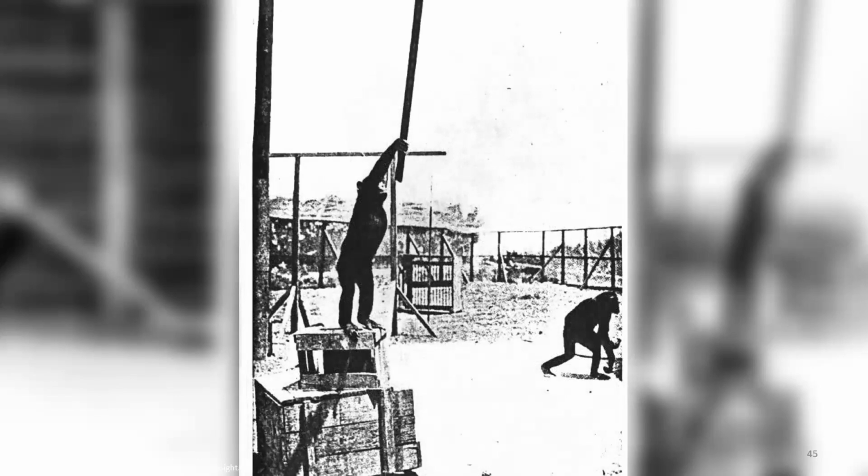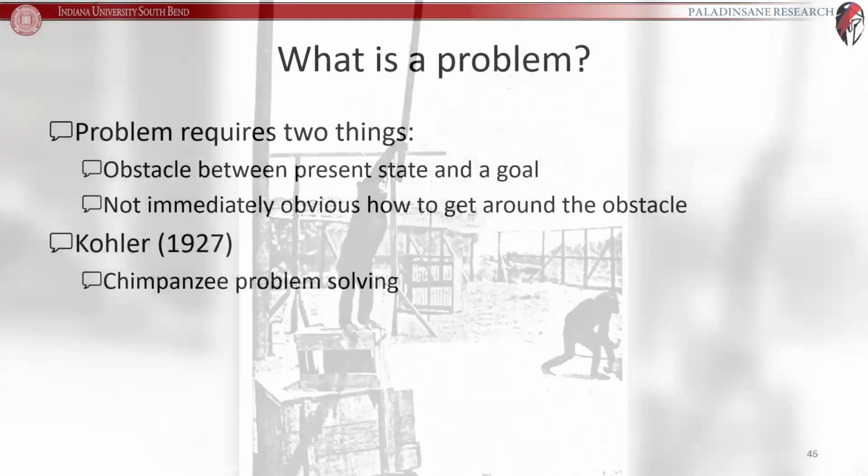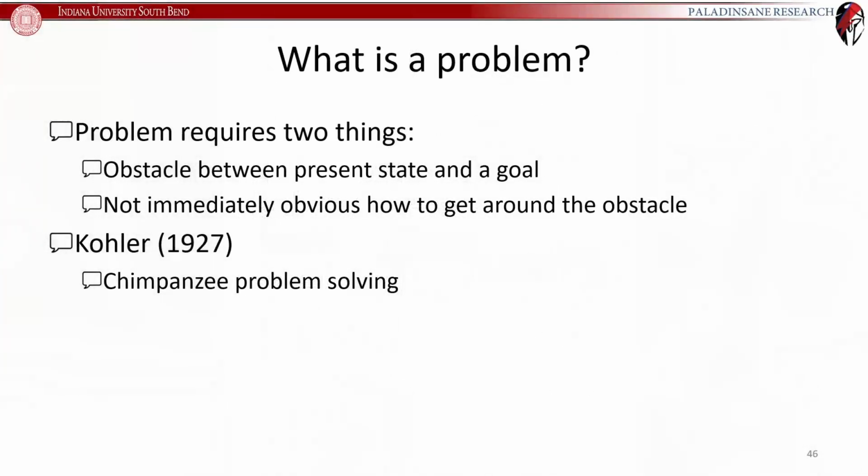Other chimpanzees used a stick and swatted at the banana until it fell to the ground, removing the obstacle between their present state, I'm on the ground, and their goal, banana. Now the banana's on the ground, no longer a problem, immediately obvious how you can get around the obstacle of getting that banana. So that's the idea of problem solving.